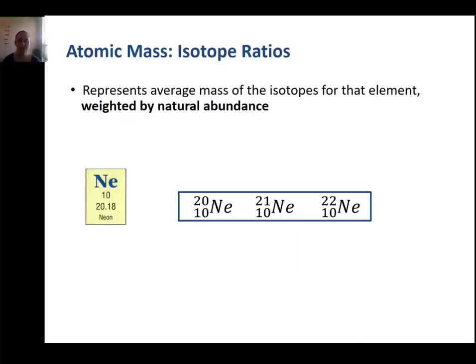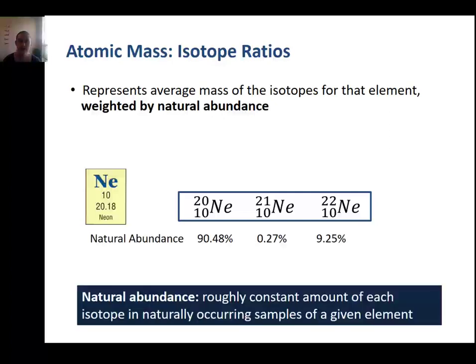In order to compute the atomic mass, we need to know a couple key pieces of information. First, we need the naturally occurring isotopes, which are neon 20, 21, and 22, and their natural abundances. The natural abundance is roughly constant for each isotope in naturally occurring samples of that element. For neon 20, the natural abundance is 90.48%. For neon 21, it is 0.27%. And for neon 22, it is 9.25%.